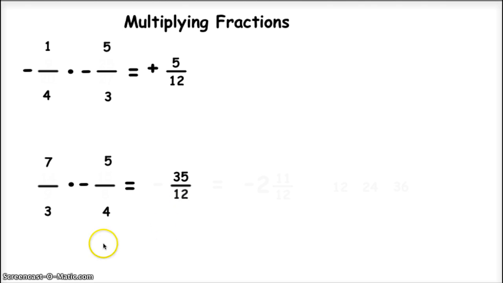To decide the sign, I'm multiplying a positive fraction by a negative fraction, so the signs are different. When the signs are different when I multiply, my answer is negative. So the answer for this is negative 35/12.